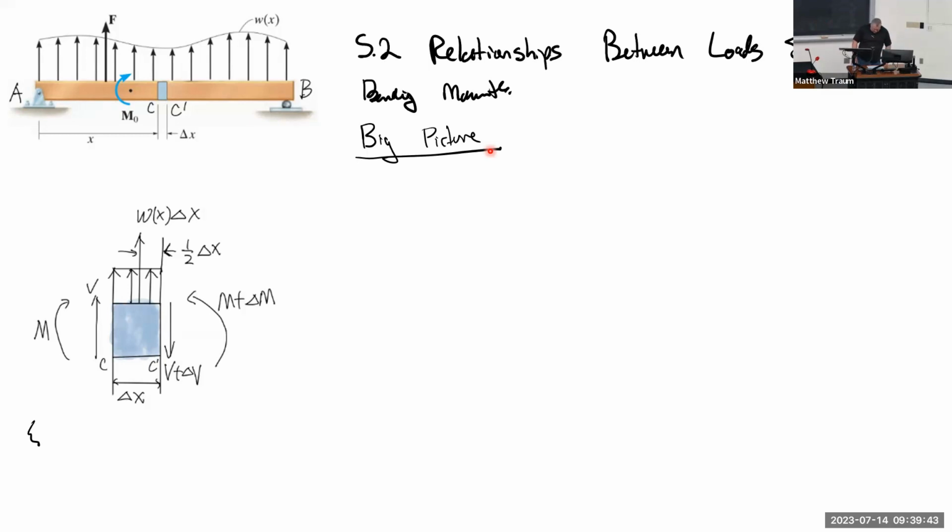Next question. And then Dr. Ting pointed this out. You guys already know how to do shear diagrams and bending moment diagrams because presumably you took statics. It's a prerequisite for this class.